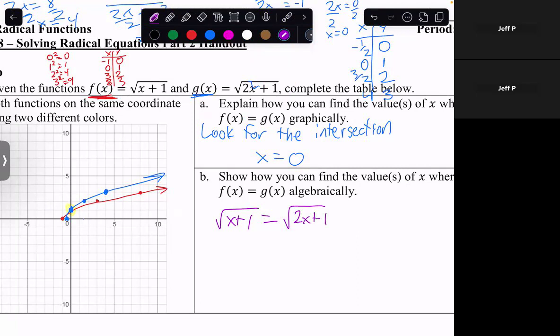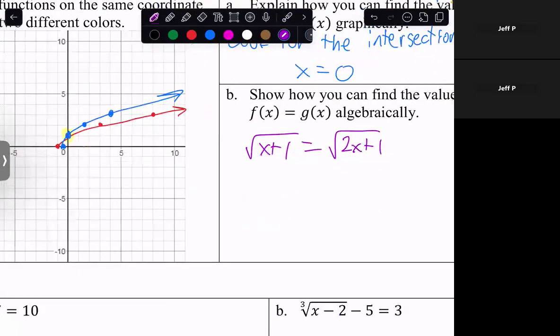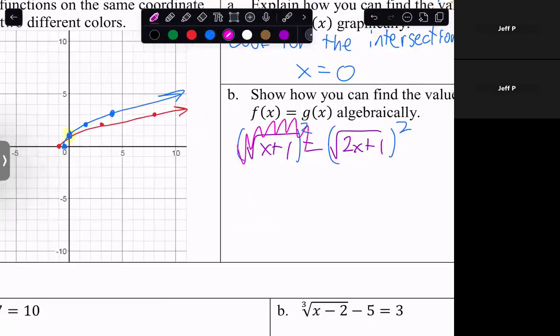We want to know where these two are equal. The radicals are already by themselves. There's nothing in front, there's nothing behind. So we can go ahead and do the exponent right away. Luckily, in this problem, both radicals get canceled out at the same time.